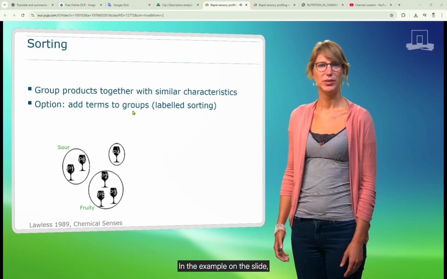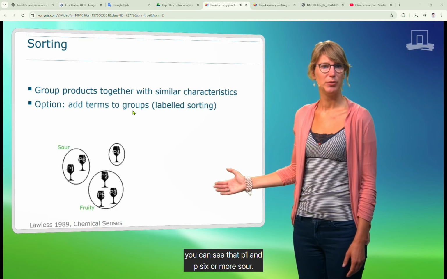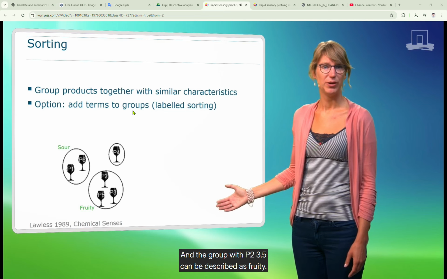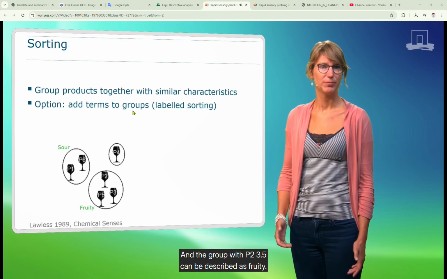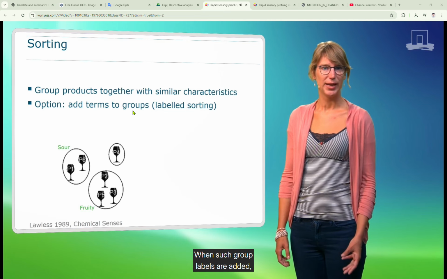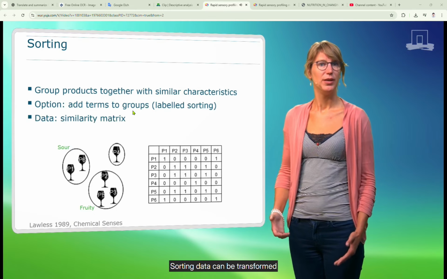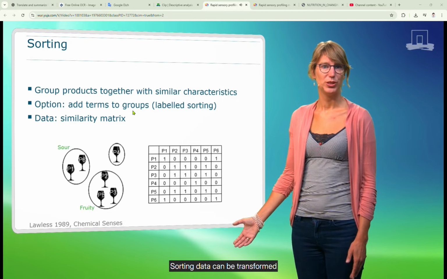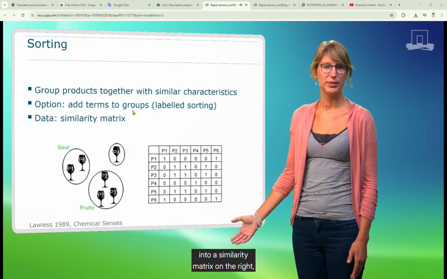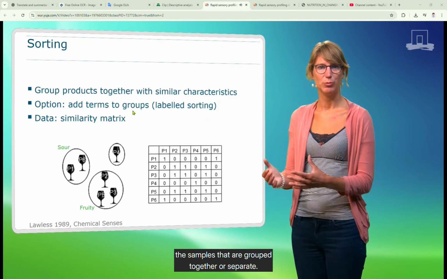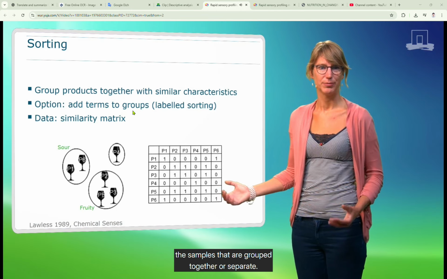In the example on the slide, you can see that P1 and P6 are more sour, and the group with P2, 3, and 5 can be described as fruity. When such group labels are added, the method is called labeled sorting. Sorting data can be transformed into a similarity matrix on the right, also with ones and zeros, representing the samples that are grouped together or separate.